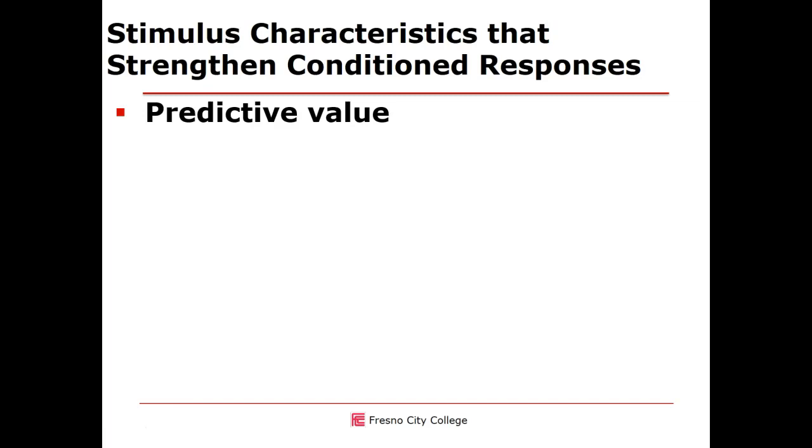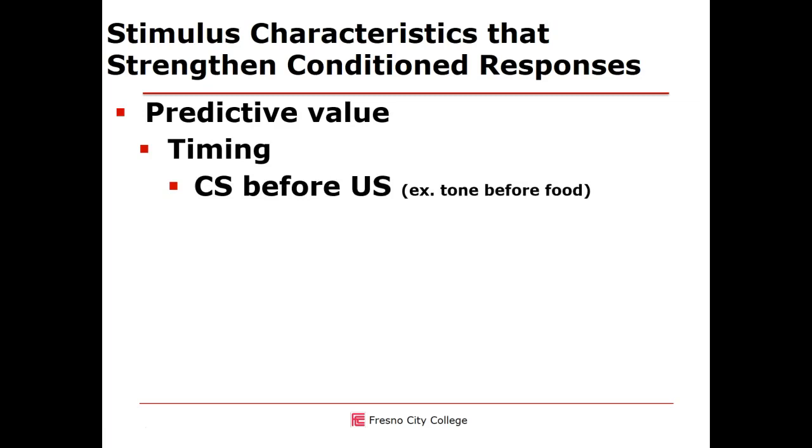I have a few characteristics listed under the general category of predictive value for us to go over. Timing is important. The conditioned stimulus must come before the unconditioned stimulus. This should make some intuitive sense to you if you stop and think about it, and it helps to consider Pavlov's dog experiment and Watson's Little Albert experiment as examples. The tone must come before the food in order to condition the dogs to salivate to the tone.